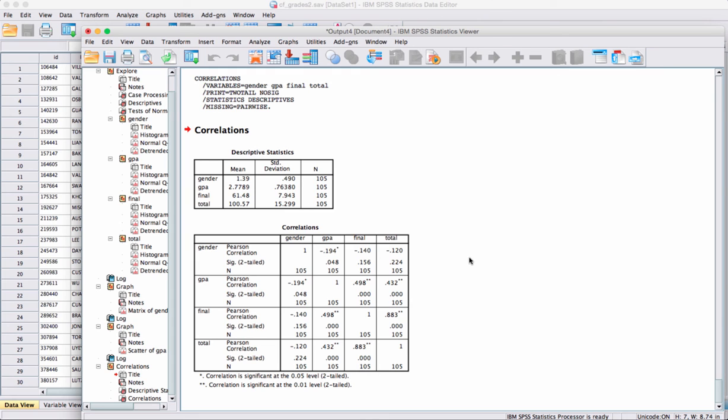Now, for your final piece of advice for writing your report and answering your research question that you're going to pose about the relationship between GPA and final, you can see it right here. This is a relationship. The correlation is 0.498. And so you're going to want to interpret that and then answer your research question, and then decide whether you should accept or reject the null hypothesis.